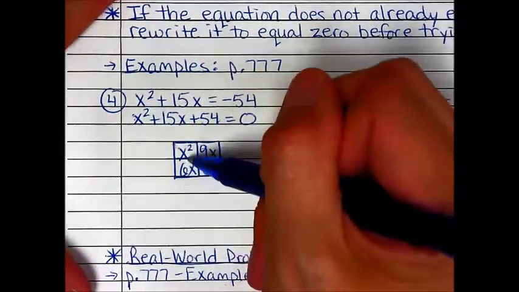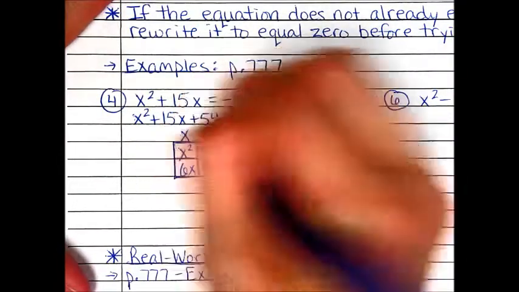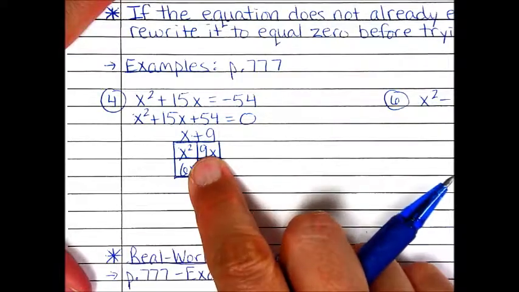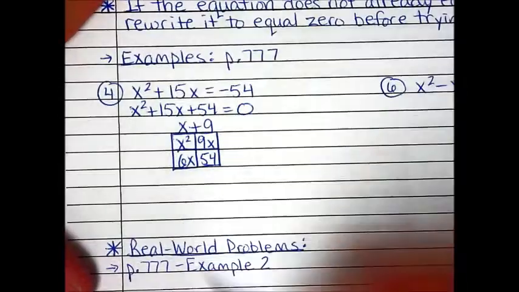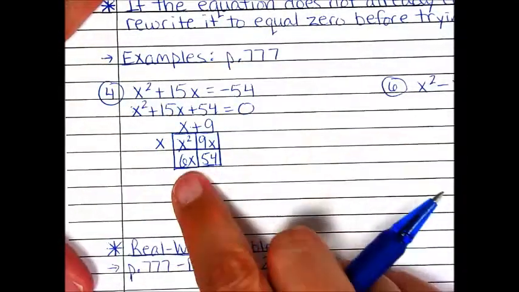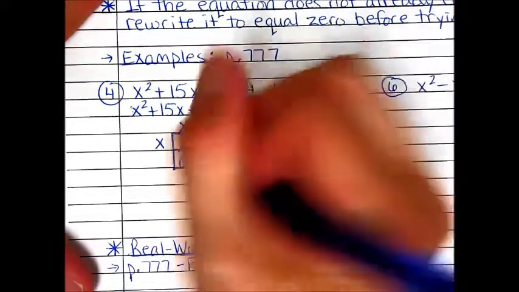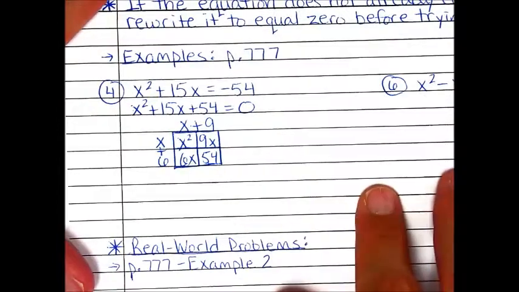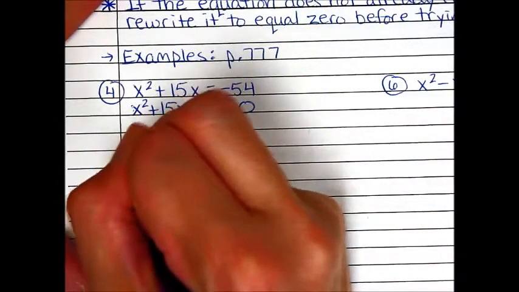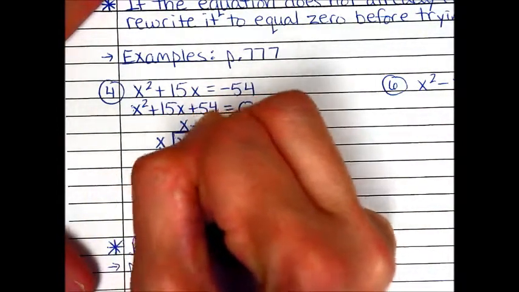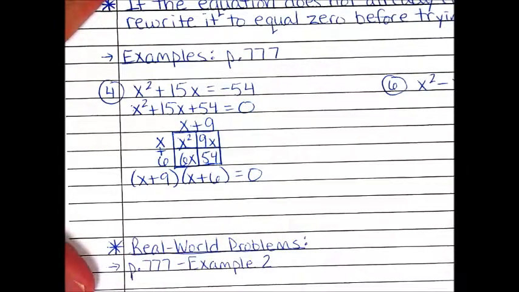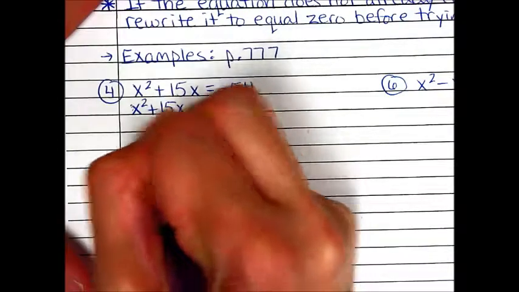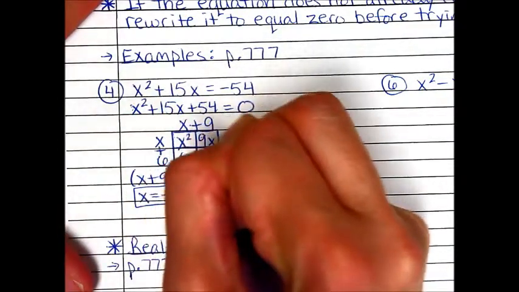So common factors. These have an x. 9 and 54 can both be divided by 9. It's a positive. Go across. Top row can both be divided by x. 6 and 54, greatest common factor is 6. It's a positive, so put a plus sign. So you guys have factors of x plus 9 times x plus 6 equals 0. Solve it. The two answers are x equals negative 9 and x equals negative 6.